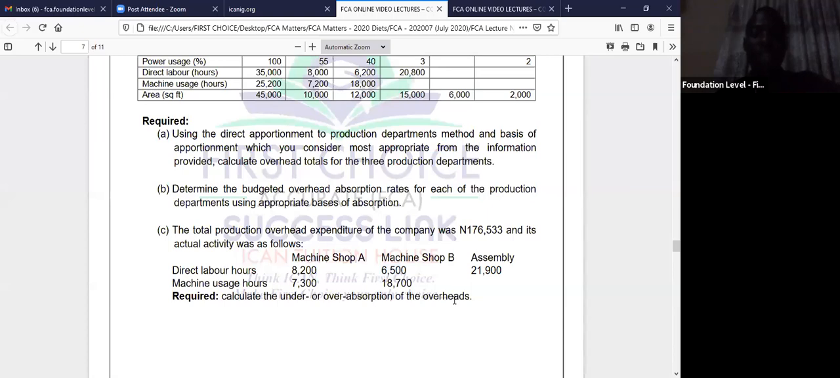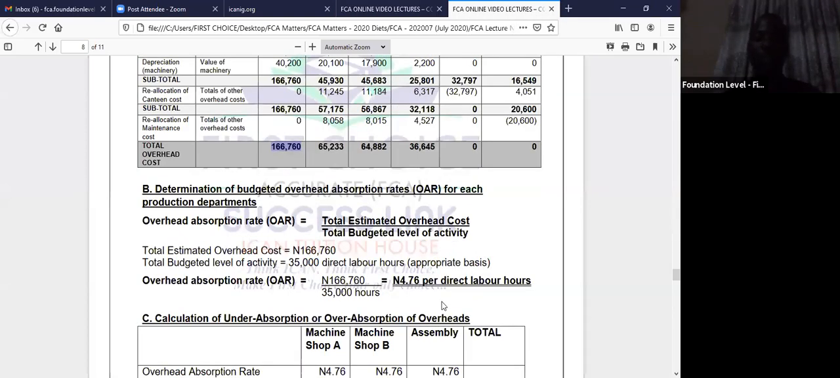How can you get the under or over absorption? The first thing to do is to look for your expected overhead. After doing that, you look for your actual overhead and subtract it. The difference will tell you whether you are over or under absorbing. So what do we do? How do we get our expected?